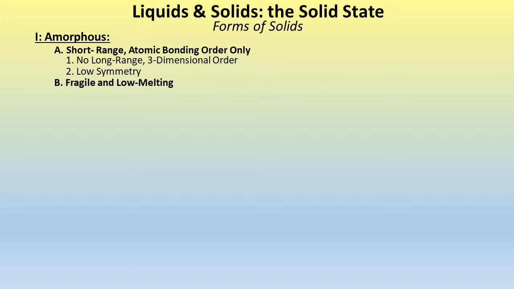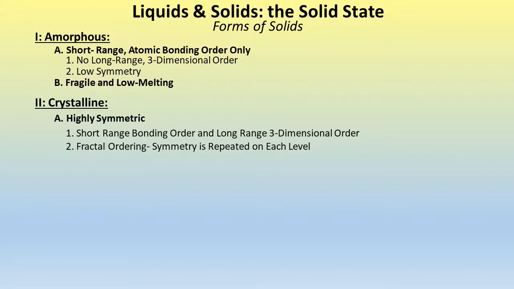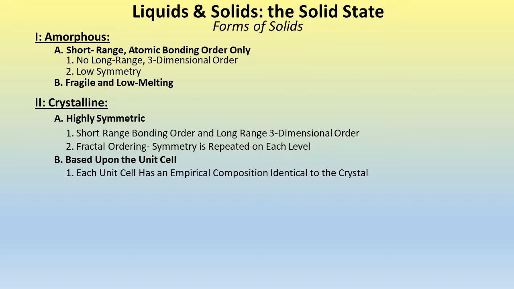Crystalline solids, on the other hand, are highly symmetric. They have short-range bond order and a long-range three-dimensional order. The ordering is in fact fractal. Symmetry is repeated on each level as the crystal grows. Crystals are based upon the unit cell. Each unit cell has an empirical composition identical to the overall material. Unit cells stack together so that the overall crystal has the same symmetry as the unit cell.